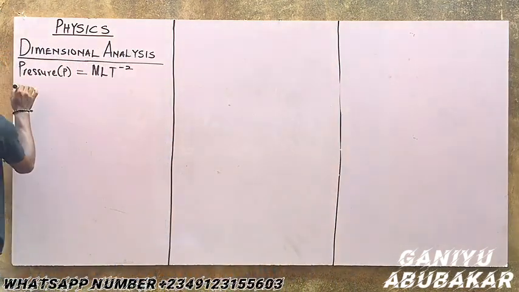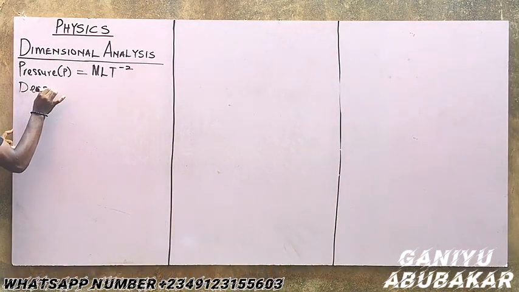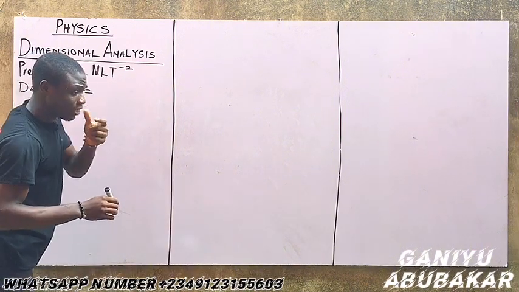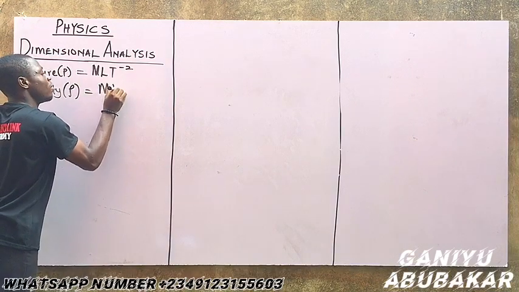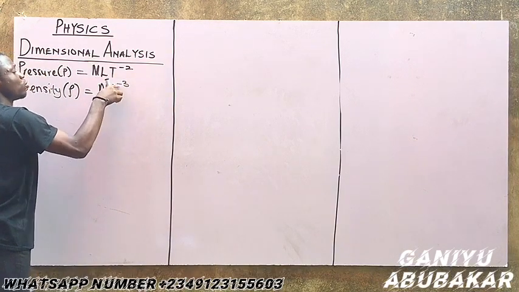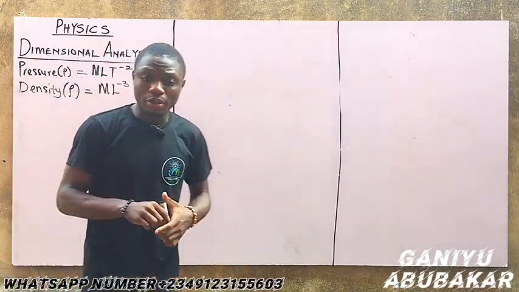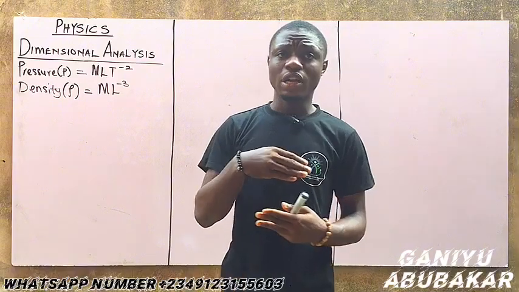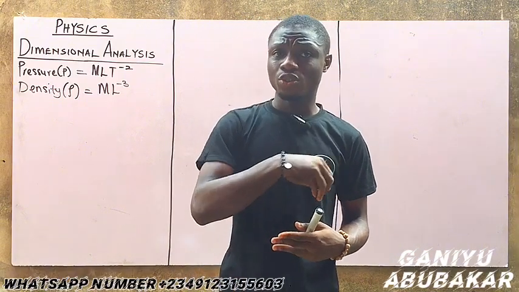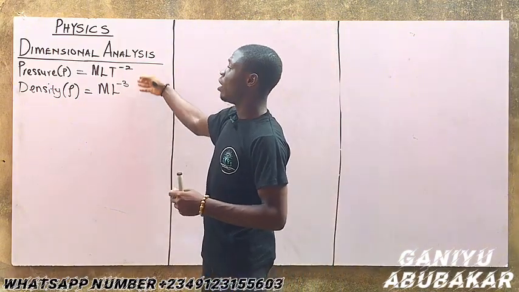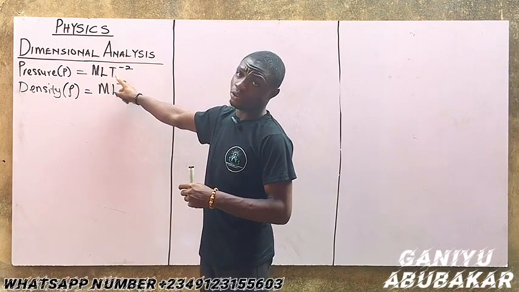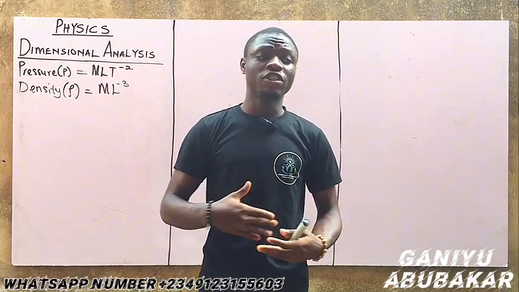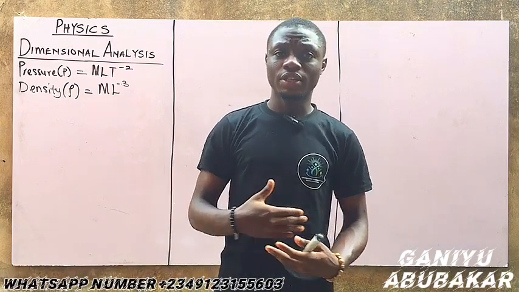Next, the question says pressure depends upon the density of the fluid. That's rho. What's the dimension of density? That's ML^-3. Try to watch our last class on dimensions to understand the idea behind this. We did all this in the last class, so I'll drop the link in the description of this video. Try to check the link.